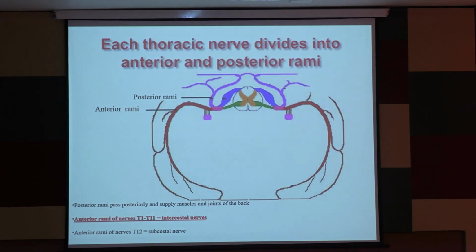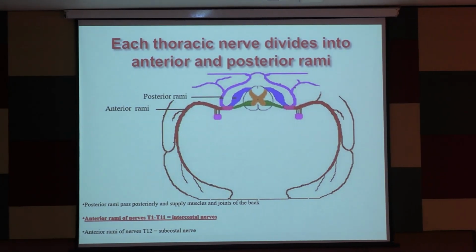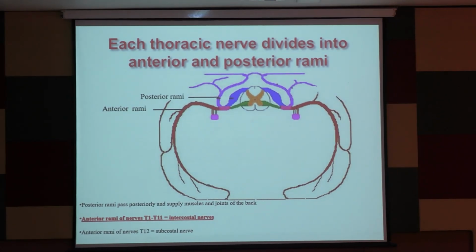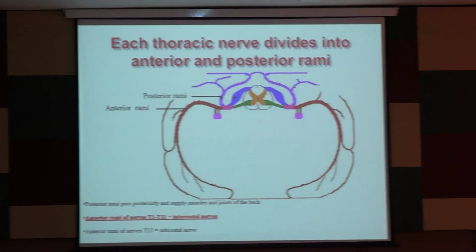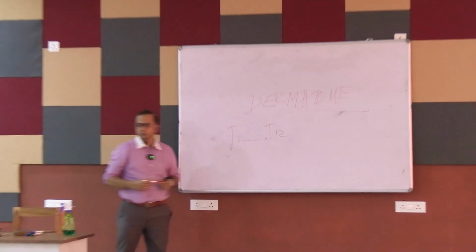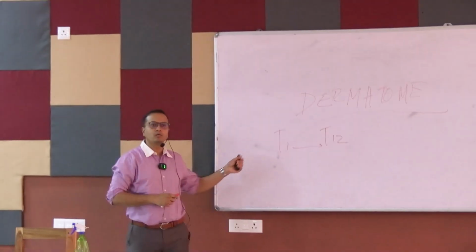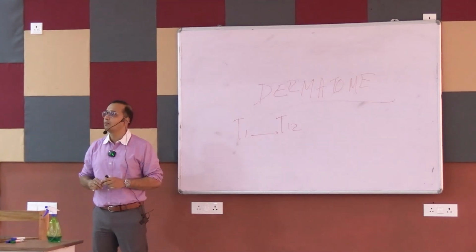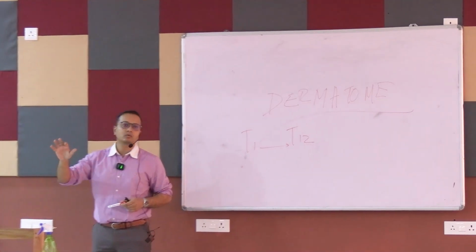Thoracic segment, we have 12 pairs of the spinal nerves. Not all of them are restricted to the thorax region. Some of them are restricted to the thorax, some of them are moving elsewhere. Do you follow what I am saying? These spinal nerves start from T1 to T12. Now, out of this T1 to T12, not all of them are restricted to the thorax or intercostal spaces.